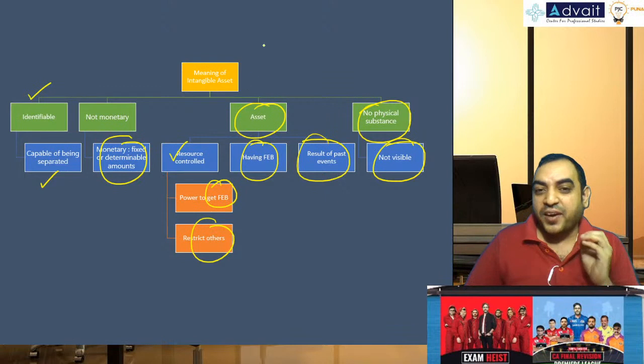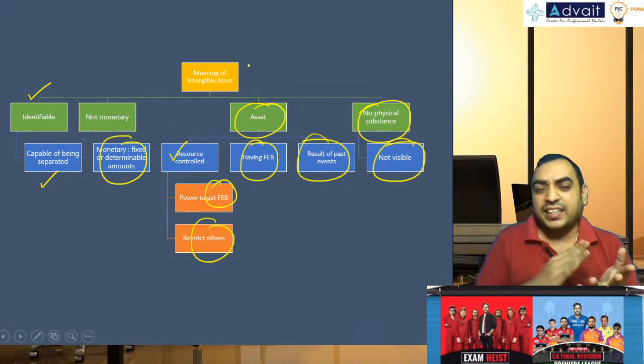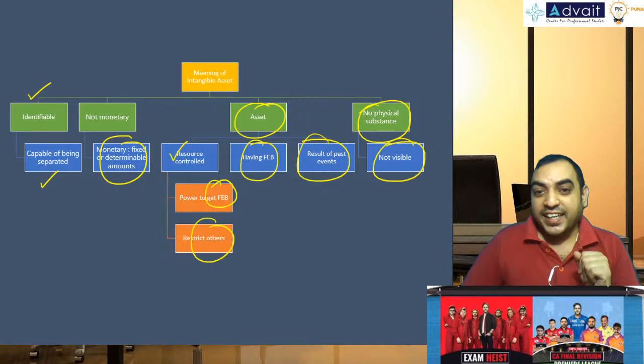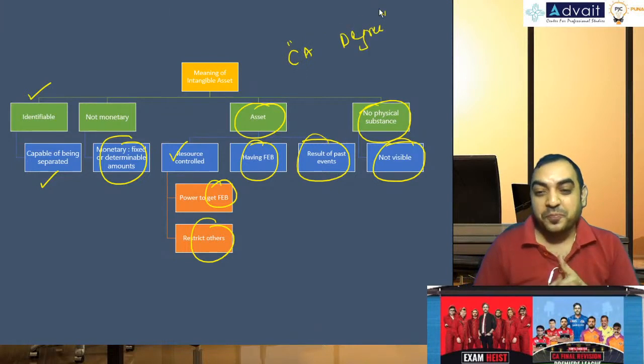Can you tell me, my dear friends, various examples? Franchisee, license, goodwill, patents are also examples of intangible asset. Is the CA degree your intangible asset? Can you please confirm? Is the CA degree your intangible asset?